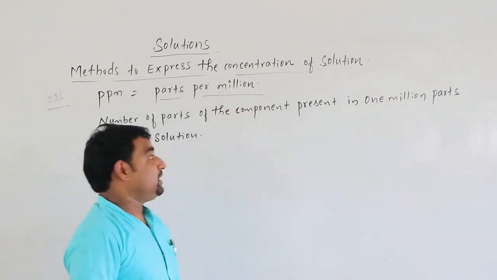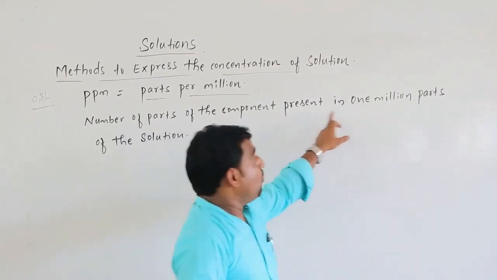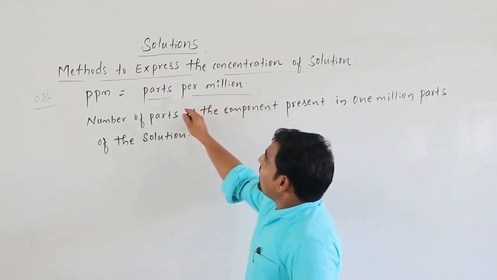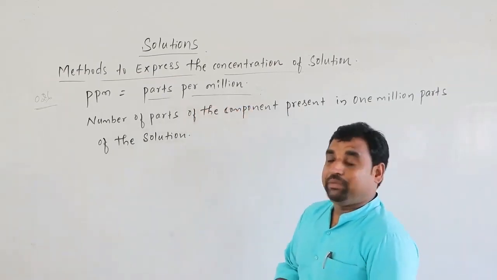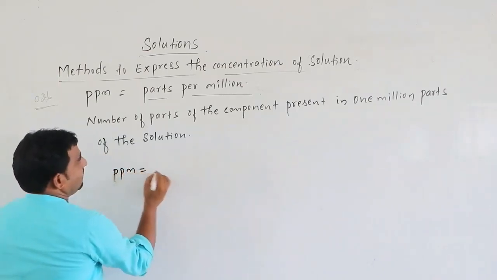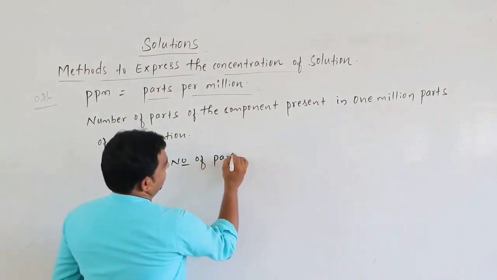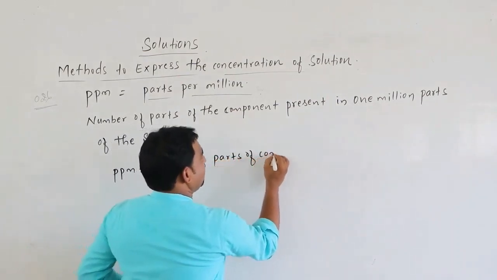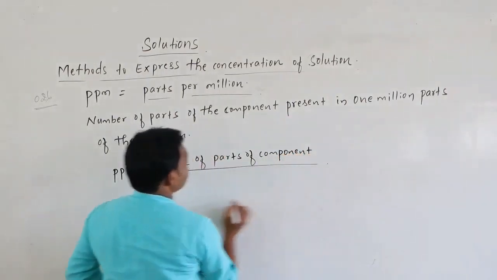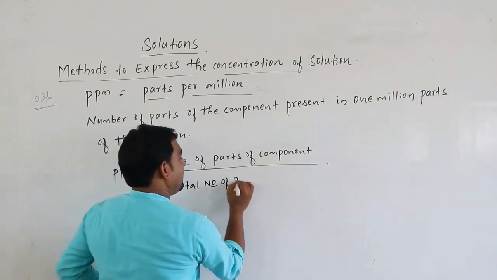What is the meaning of parts per million? That is the number of parts of the component present in 1 million parts of the solution. So it means this is 1 part in a million. That is the meaning of ppm. So ppm is equal to number of parts of component divided by total number of parts of solution.